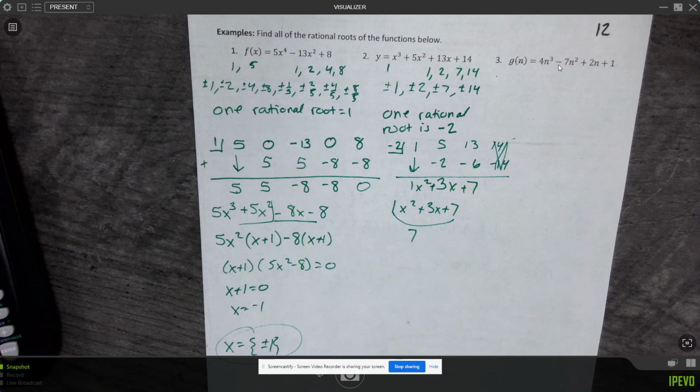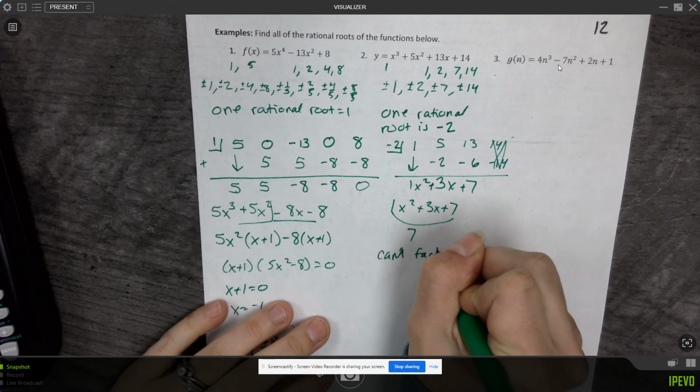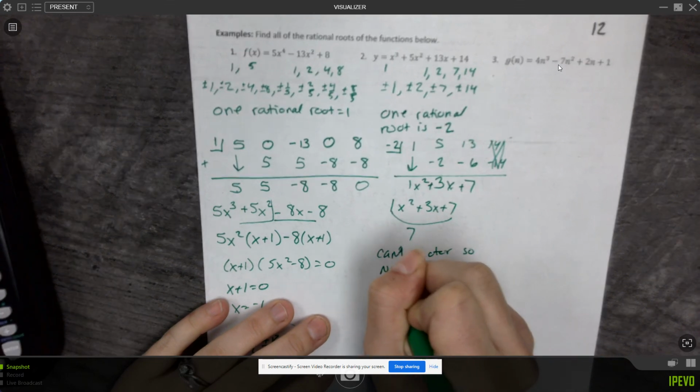The only numbers that multiply to be 7 are 1 and 7. I need to multiply to be a positive, so I either need a positive 1 and positive 7, or a negative 1, negative 7. I need to add up to be positive 3. None of those do that. So you can't factor. So no more rational roots.